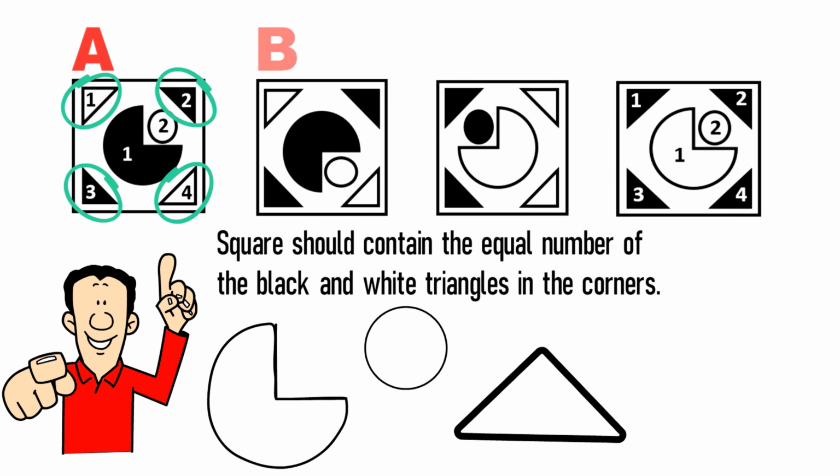You can see that the same pattern exists in the shape B, 2 white triangles and then 2 black triangles, and in the shape C, 2 black triangles on the left and 2 white triangles on the right. But if we look at the choice D, you see that there are 4 black triangles in the corners.